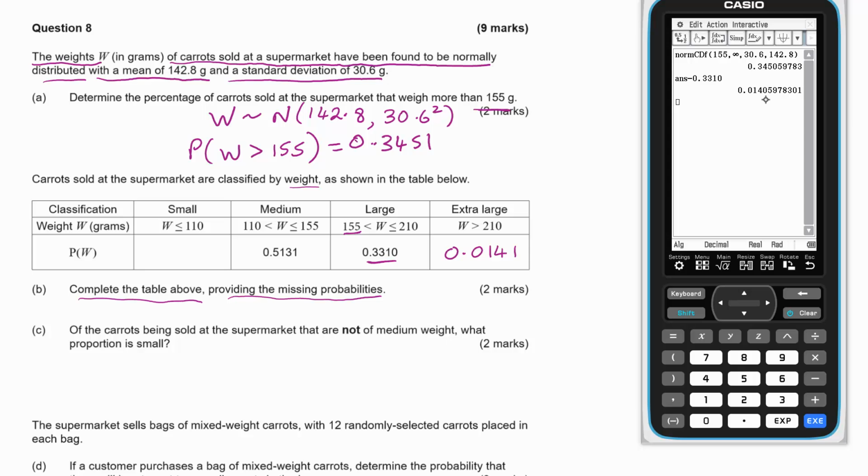And then we know that all of these must add to 1. So I'm just going to do 1 take away 0.5131, take away 0.3310, take away 0.0141, and that gives me 0.1418.